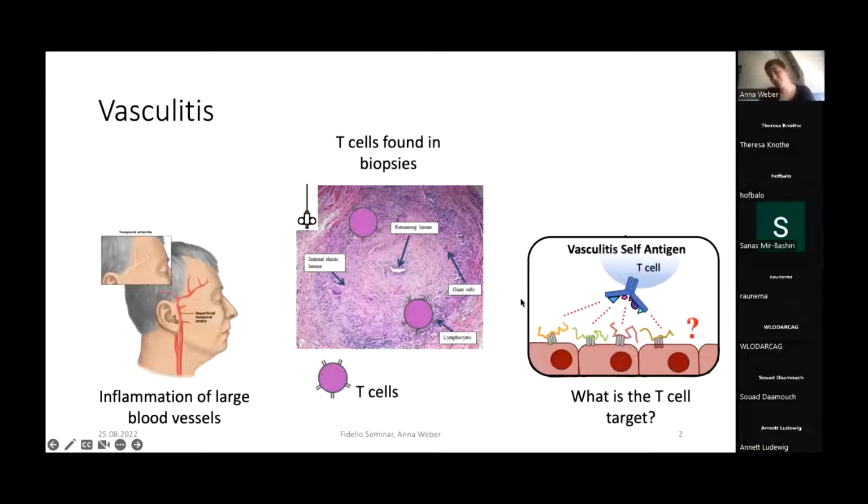That's just a theory at this moment, whether there is such a self-antigen, but that would be kind of the ultimate goal, to find out if that is, and kind of what component of this blood vessel wall it is that triggers this immune response.